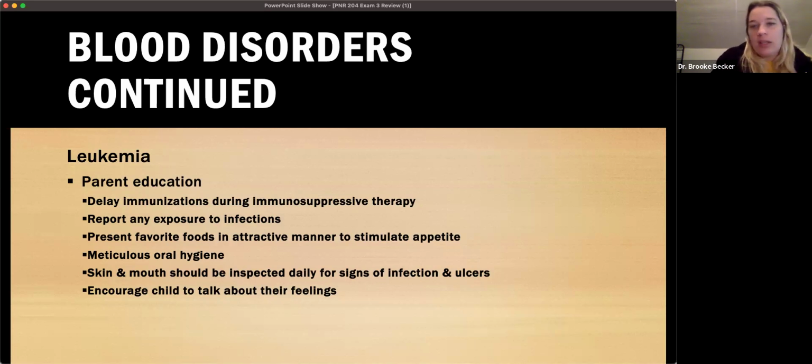Also, parents, if there's any fever at all with kids who have leukemia and are on chemotherapy specifically, they really need to be hospitalized to check into why they have that fever because they're at severe risk of infections. Meticulous oral hygiene is needed because kids can have a lot of mouth sores after chemotherapy, which increases the risk of infection as well. And skin, watching for any skin sores or ulcers as well, because once again, infection risk.